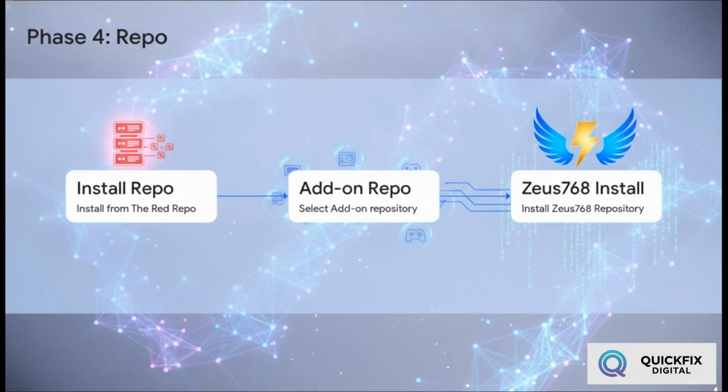For phase 4, we need to extract the specific repository we want from that broader red repo we just added. So click Install from Repository, select the red repo, and head into the Add-on Repository section. You'll spot the Zeus 768 repository right there. Select it, hit Install, and again, just wait patiently for that confirmation pop-up.